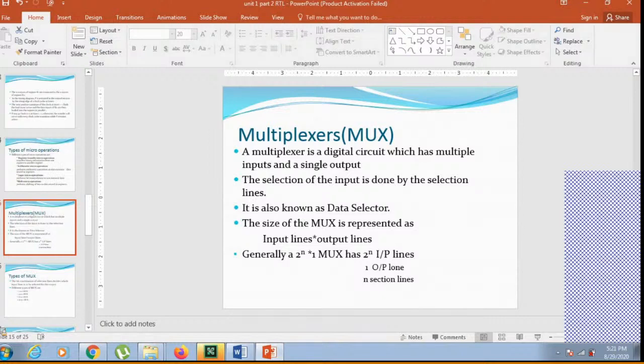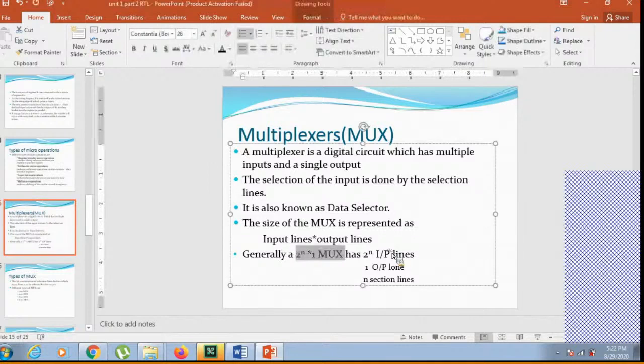Assume the number of input lines is 2 power n. Then the number of output lines is obviously 1. Irrespective of the number of input lines, the number of output lines is always only 1. So if the number of input lines is 2 power n, then n selection lines will be there.